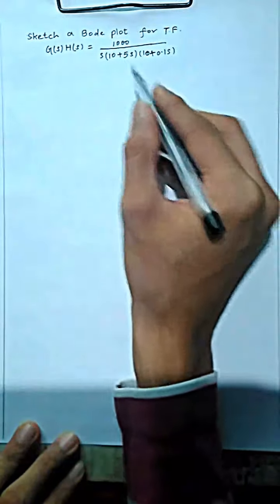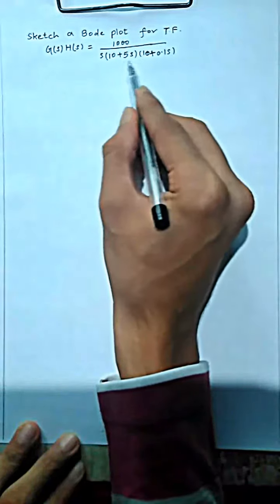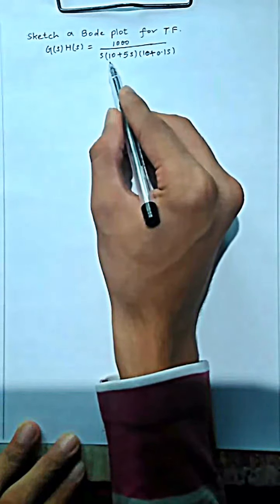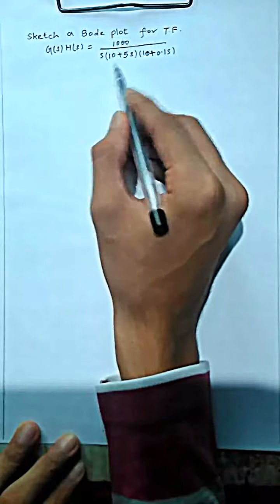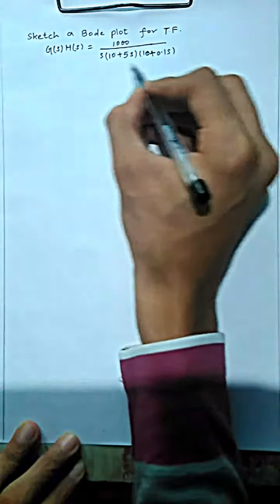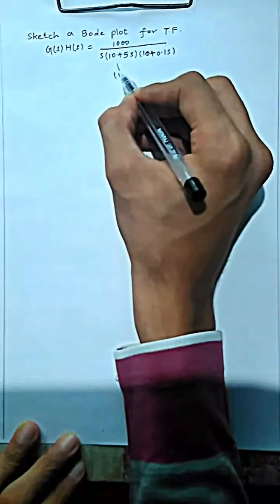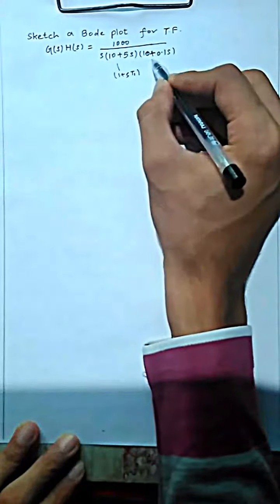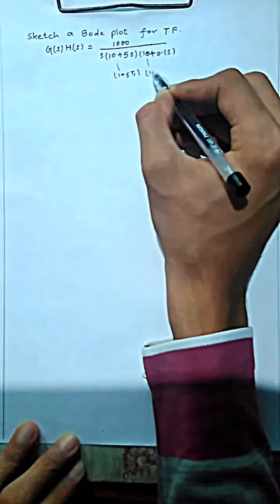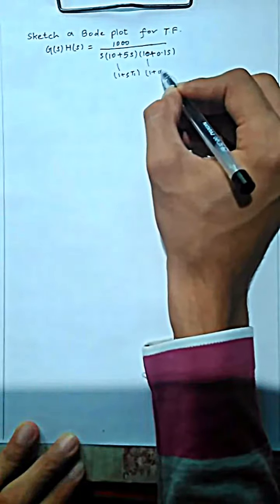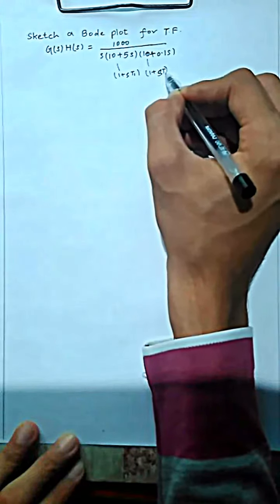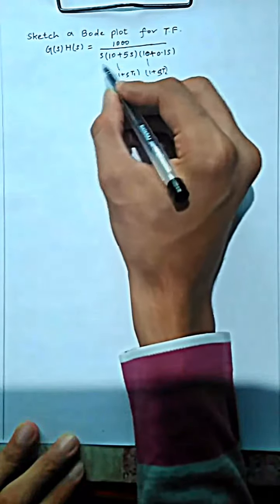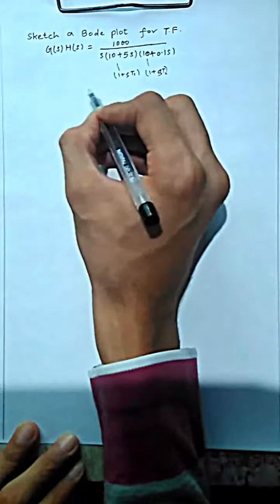First of all, make sure that in these brackets you have 1 in place of 10. So you should have a form like 1 plus S times T1, or here also 1 plus S times T2. Here should be 1, so we need to make 1 here.